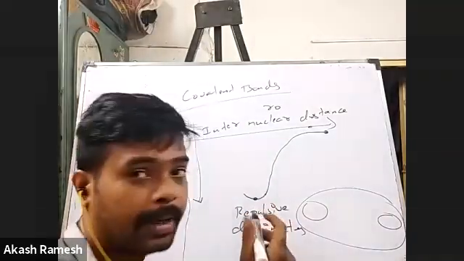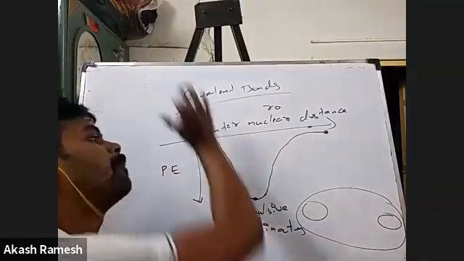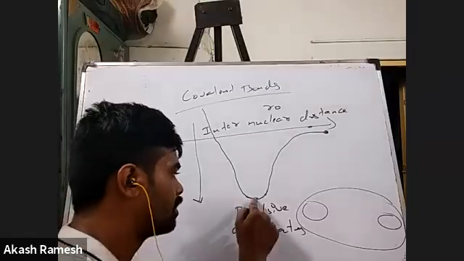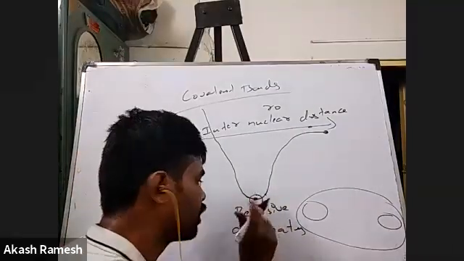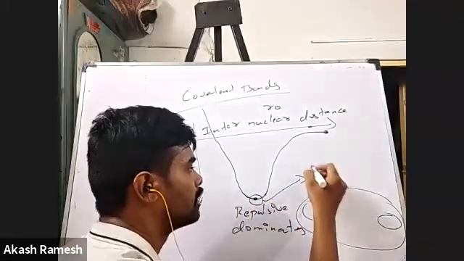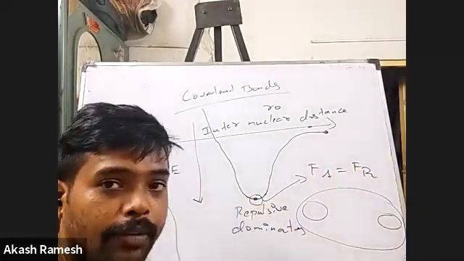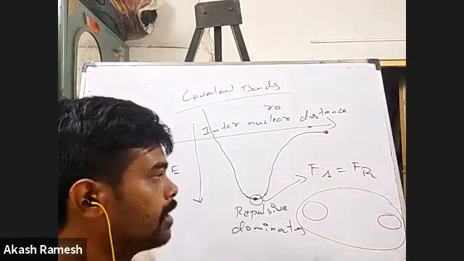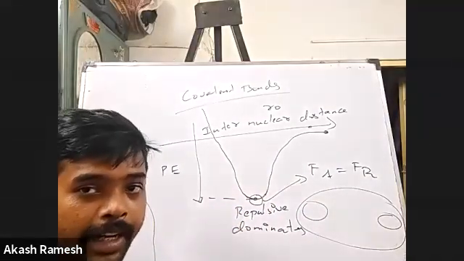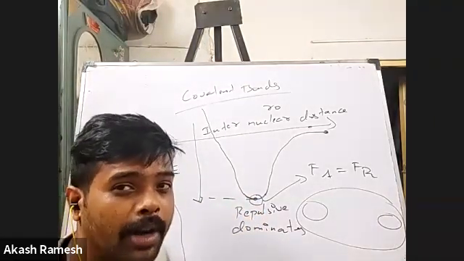Now the energy value keeps on increasing, and it might even go above the positive axis, above the origin. This particular point is the point of interest for me. At this point, the attractive force is equal to the repulsive force, and this is where I have the minimum energy. This is where I say that a bond is formed.